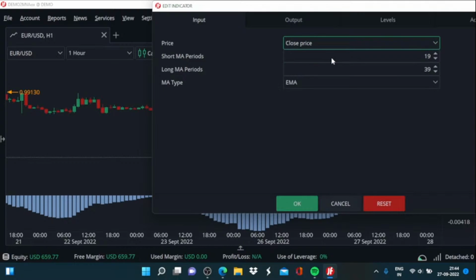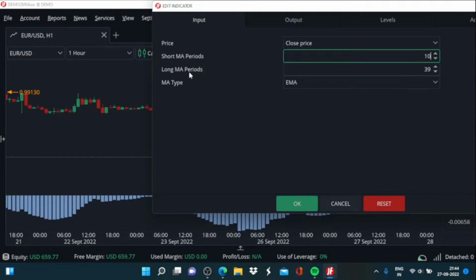Alright, now I will revert back to the close price. When we use short MA periods, we have to define this as per our requirement. You can lower it further if you want your oscillator values to be more responsive to the recent price changes, and if you want larger trend to be reflected, then you can increase it.